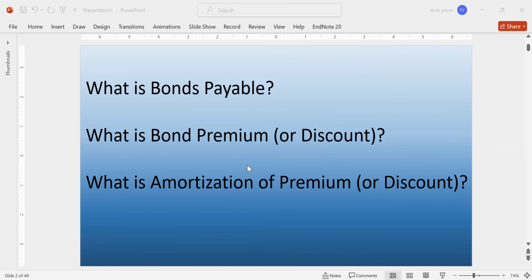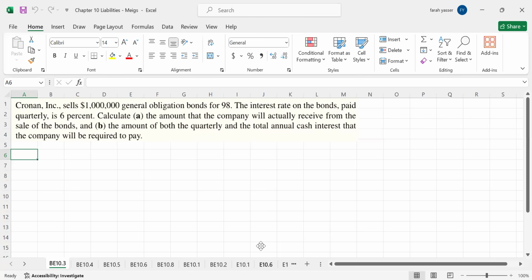For practicing these concepts, we are using the Financial and Managerial Accounting book by Williams, Haka, Bettner, which is also known as Meigs Accounting. We are covering chapter 10, Liabilities, and we will do brief exercises 10.3, 10.4, 10.5, and 10.6 in this chapter. So let's get started, and I'm sharing with you the Excel sheet here. This is brief exercise 10.3.